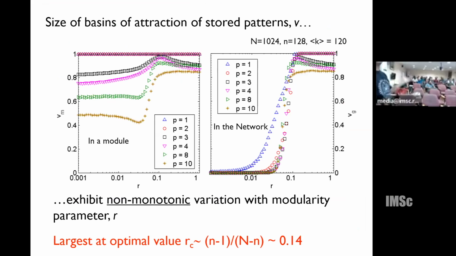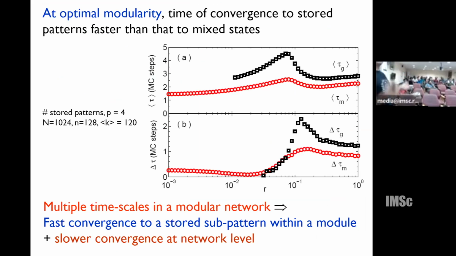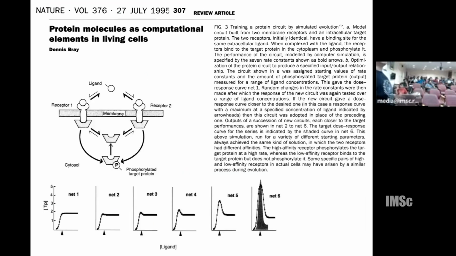I'm just going to skip it. If anyone is interested, you can talk to me later. This is basically related to modular networks having multiple time scales. So it was converging very fast to the modular pattern and then slowly converging at the network level.